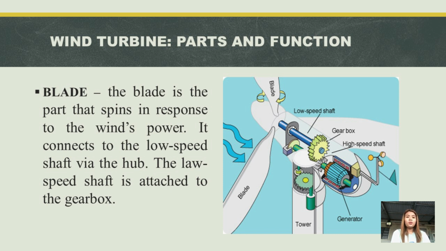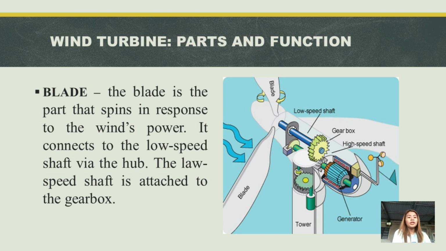So first, we have blades. The blade is the part that spins in response to the wind's power. It connects to the low-speed shaft via the hub. So, the low-speed shaft is attached to the gearbox. The blades are placed at the hub, which is interconnected inside the nacelle.